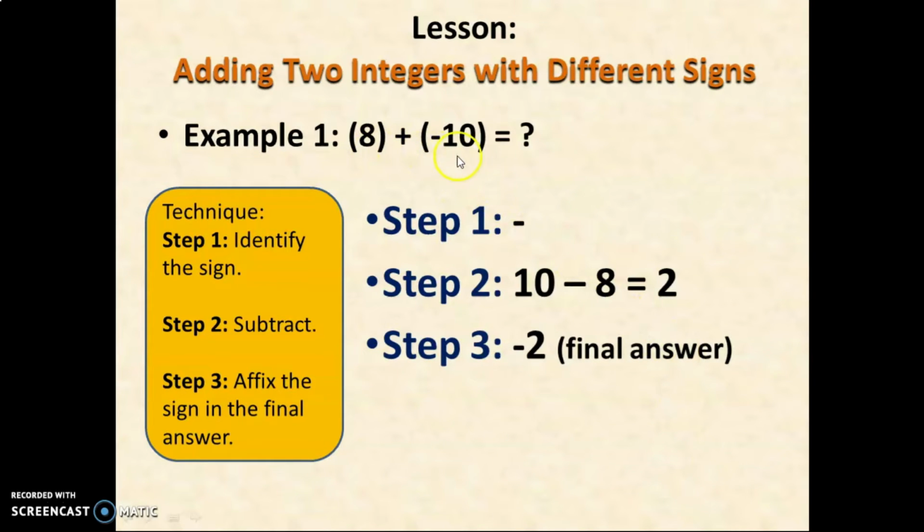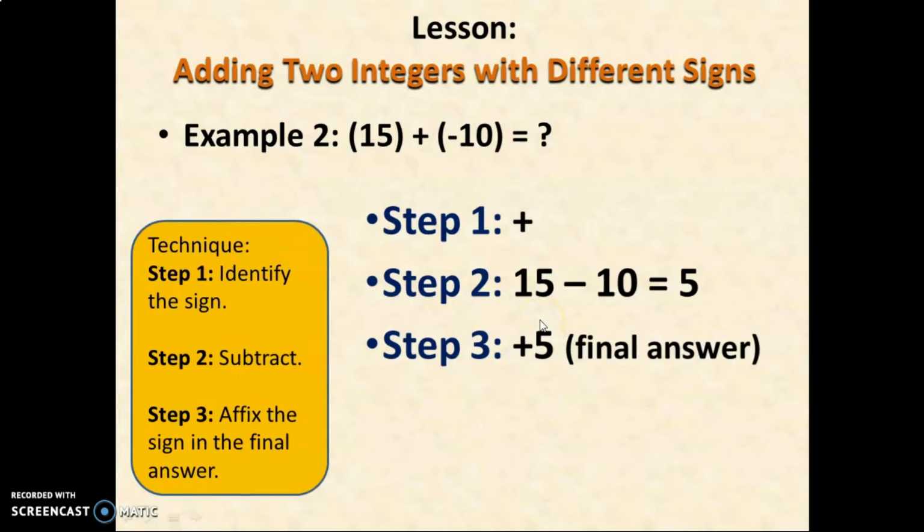Example 1, 8 plus -10. Now, step 1, we identify the sign. How do you identify? Tingnan mo lang kung alin ang mas mataas in terms of absolute value. Is it the 8 or the 10? It's 10, right? And what is the sign of 10? It's negative. So that will be the sign of our answer. Next, step 2, we just subtract the two numbers. So 10 minus 8, the answer is 2. And then step 3, we affix the sign in the final answer, or we simply combine step 1 and step 2. So our final answer is -2.